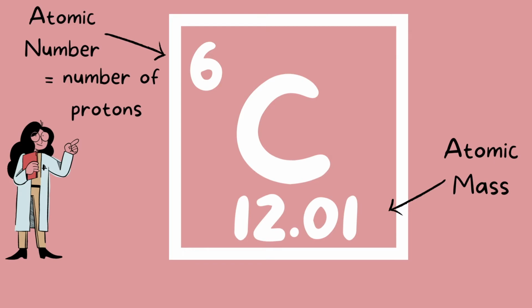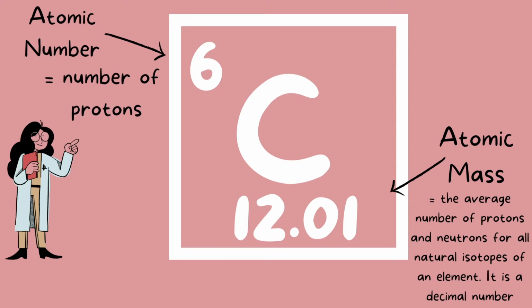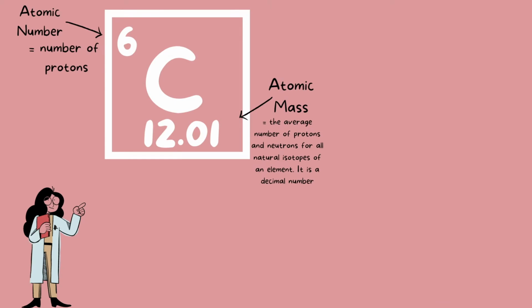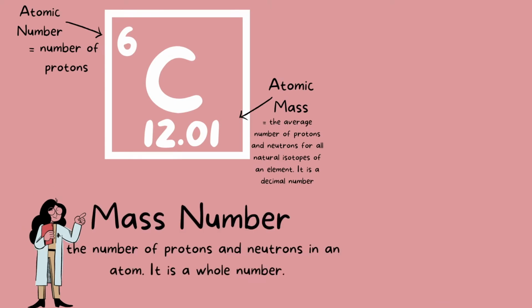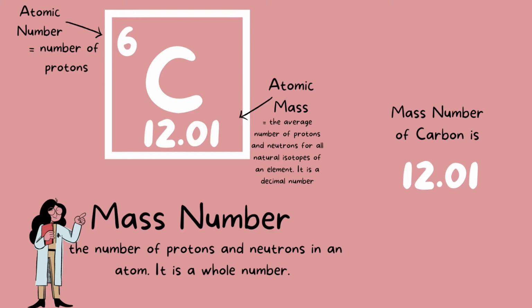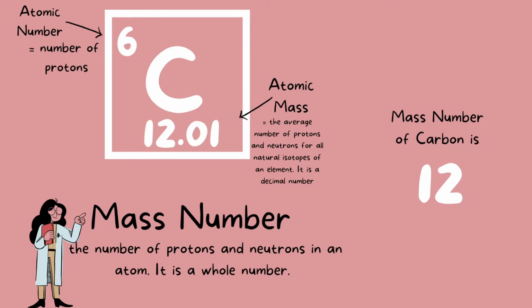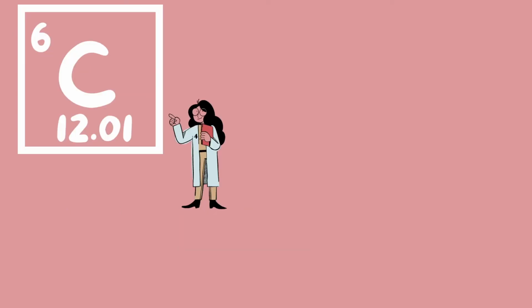Next, on the bottom, we have the atomic mass. This is the average number of protons and neutrons for all of the isotopes made by this atom. The atomic mass is similar to the mass number. Mass number is the number of protons and neutrons in the atom. This number is a whole number. To get the mass number, you just have to round the atomic mass to a whole number. So for carbon, we can round it up to 12, and 12 is our mass number. So that's how the element is shown on the periodic table.